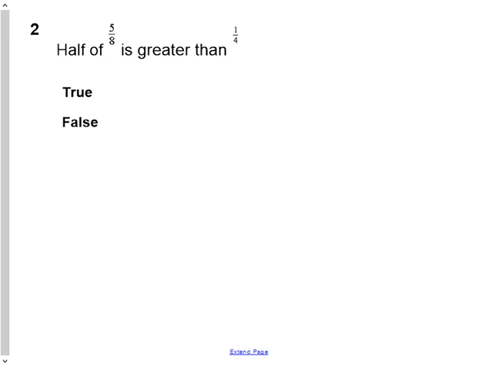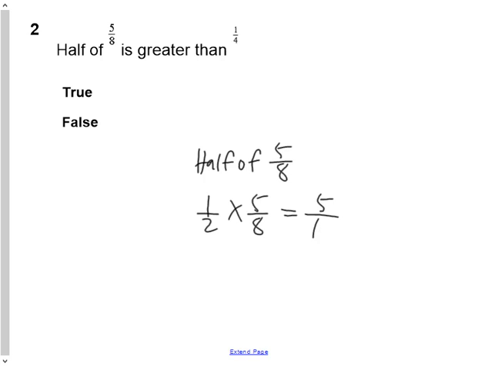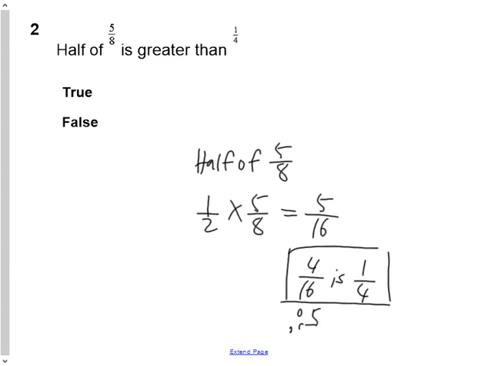Question 2, half of 5/8 is greater than a quarter. So half of 5/8. What I wanted you to do here was show me that half of 5/8 is really the multiplication of two fractions. And when I multiply that out, half of 5/8 is 5/16. Okay? Now 5/16 is the answer. Now 4/16 is 1/4, right? 4/16 in lowest terms is 1/4. So therefore, 5/16 is more. And that's why we say the answer for this is true.